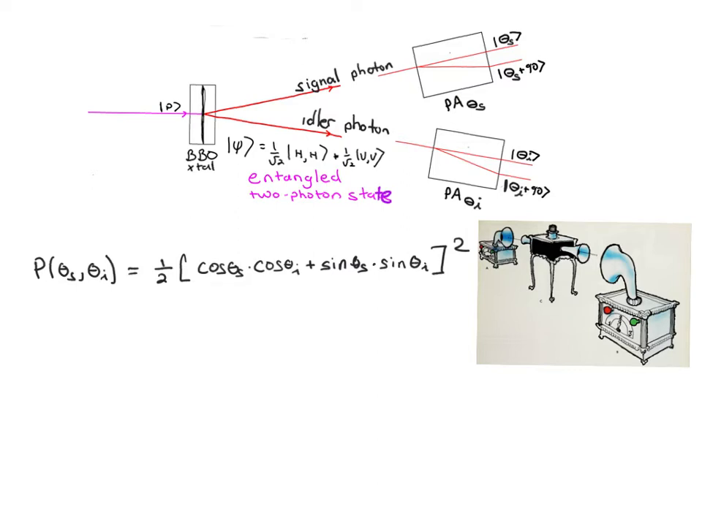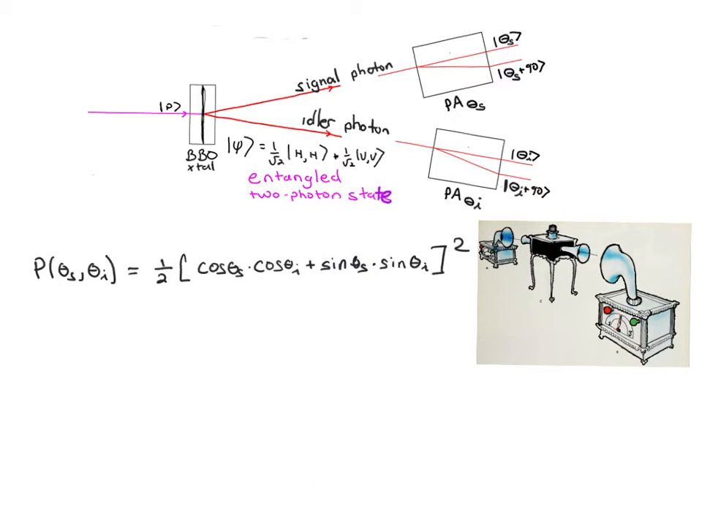Now, if we want to make a connection with the experiment that's being described in the paper, "Is the moon there when nobody looks?", the first situation we want to analyze is when both of these polarization analyzers are set to the same angle.